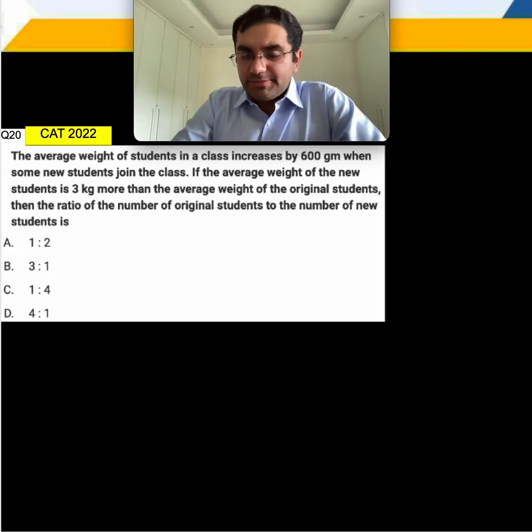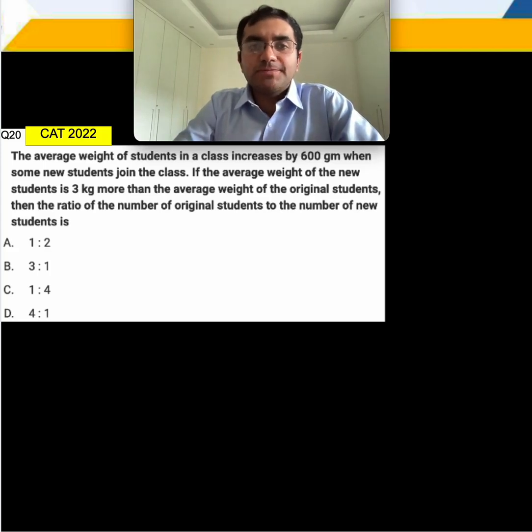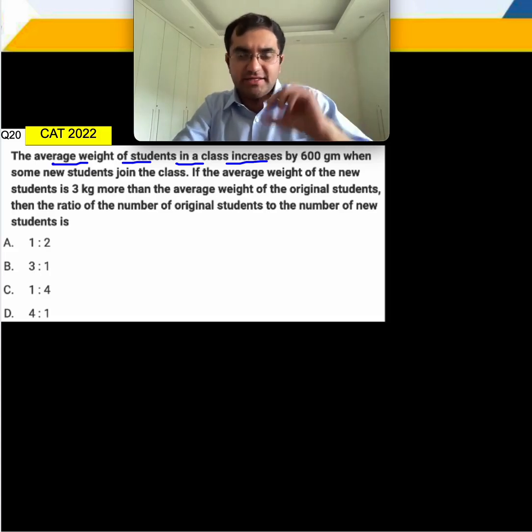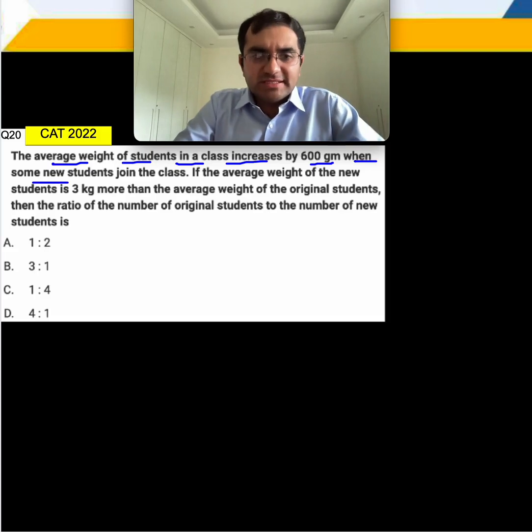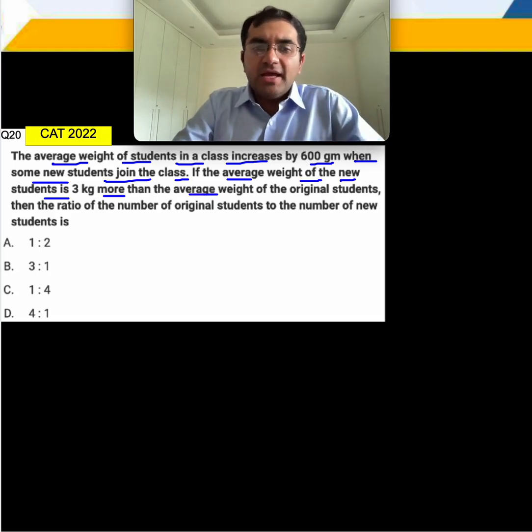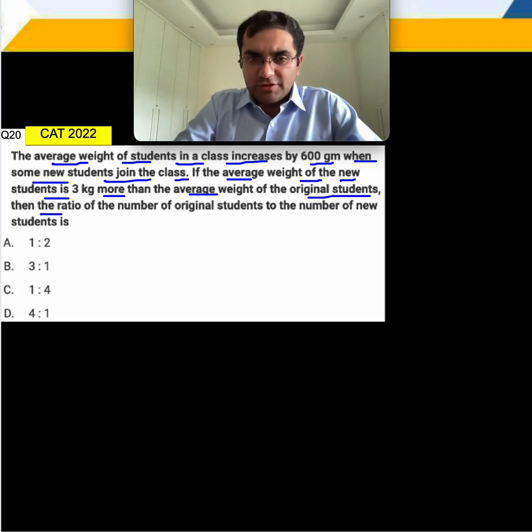Question is based upon averages, but I will use a more efficient way to solve this question. So the average weight of students in a class increases. Average weight अब बढ़ रहा है. There is a deviation by 600 grams when some new students join the class. If the average weight of the new students, अब new students की वजह से एक deviation हो रहा है, is 3 kg more than the average weight of the original students, find the ratio of original to new.